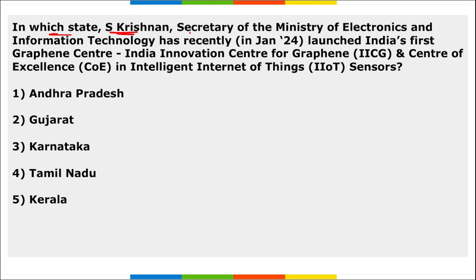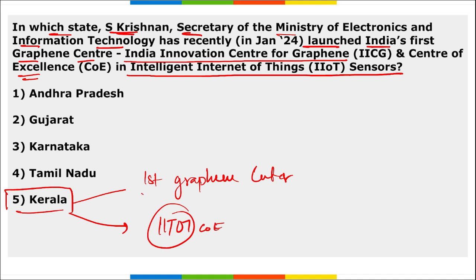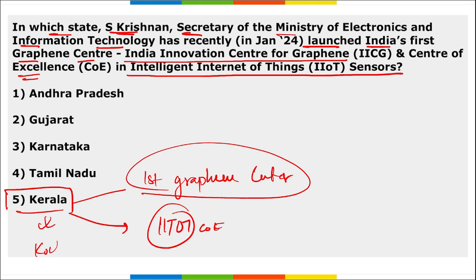In which state did Ash Krishnan, Secretary of the Ministry of Electronics and Information Technology, recently launch India's first Graphene Center, that is the Indian Innovation Center for Graphene and the Center of Excellence in Intelligent Internet of Things Sensors? It is Kerala. They have launched two things. First is your first Graphene Center, and second is your Center of Excellence in Intelligent Internet of Things. So this Center of Excellence and this first Graphene Center, they both will be located where? They are in Kochi, Kerala.